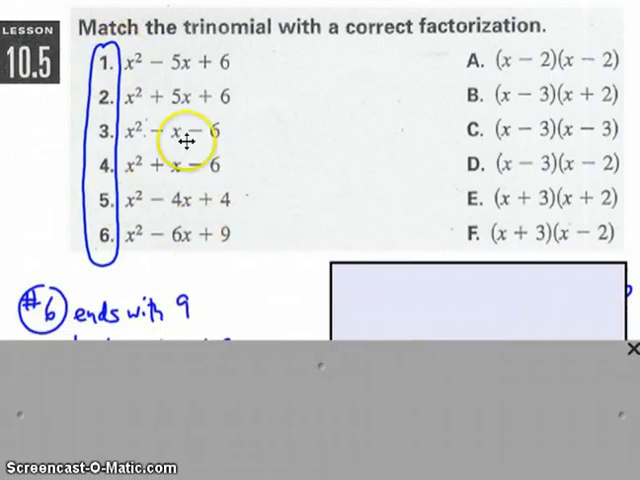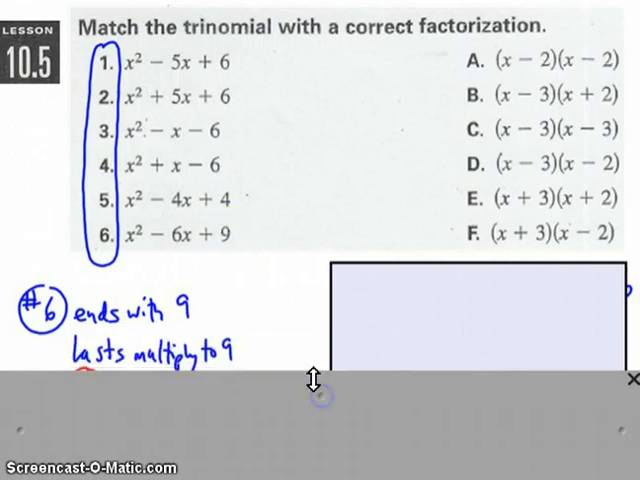Let's start by looking at all 6 of them together and find something that's different about them. The thing that I notice is that question 6 ends in 9. Remember how factorization works. 9 happened because something times something multiplied to make 9. And that's what I'm saying here: the lasts in the FOIL pattern multiplied to make 9.